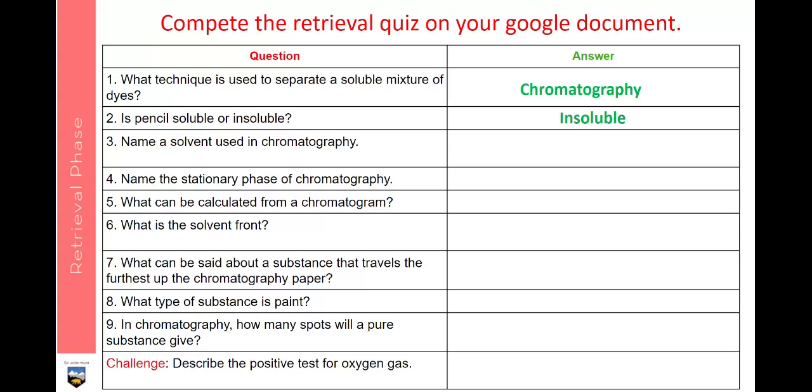The solvent used in chromatography: last lesson, the solvent that we used as an example was water. There are other solvents that can be used, for example, ethanol. Number 4 should have been the chromatography paper. 5, RF value. 6, the solvent front is the place where the water finishes moving.